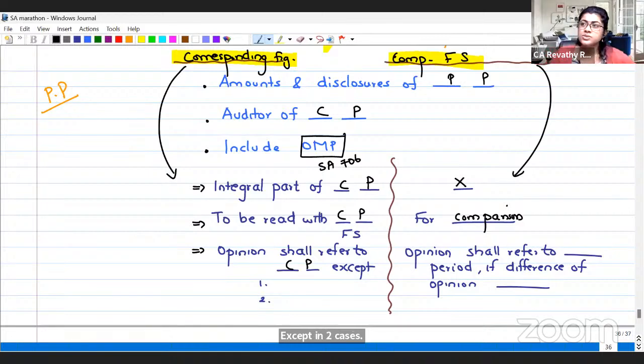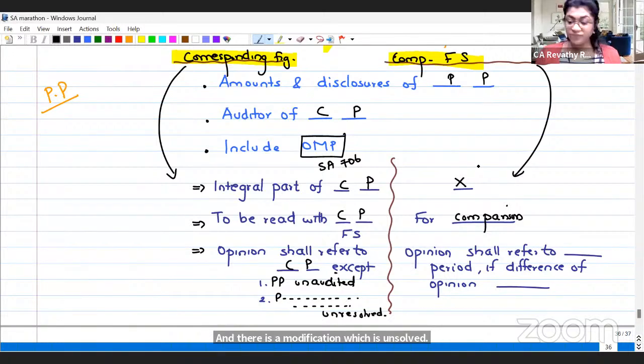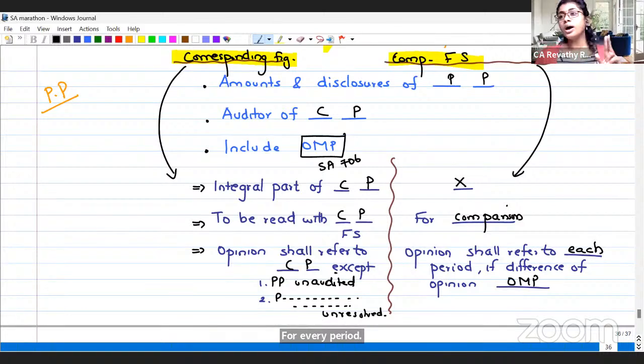What are those two cases where your opinion will also refer to the prior period? One, the prior period is unaudited. Second, audited by a predecessor auditor, and there is a modification which is unresolved. Whereas in comparative FS, your opinion shall refer to each period, for every period. If there are differences of opinion, you will add an other matter para.